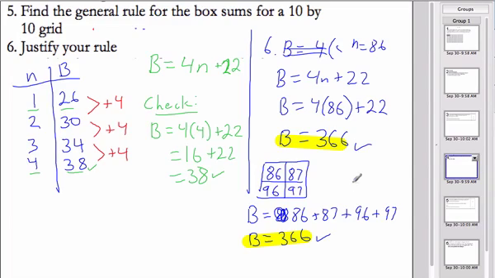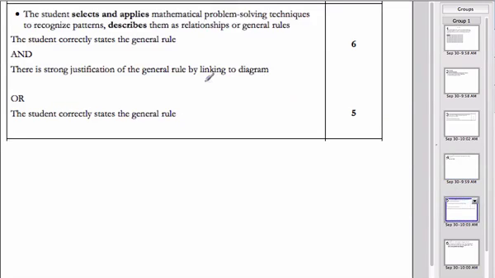So where would that fall in our criteria? To get a 5, we have to correctly state the general rule. That always includes stating your variables, which we did before. And there's strong justification of the general rule by linking to the diagram, which we did. So that brings us up to at least a 6. Remember, we have to get the correct general rule and we have to justify to get a 6. Good. All right, and stay tuned for part 3.